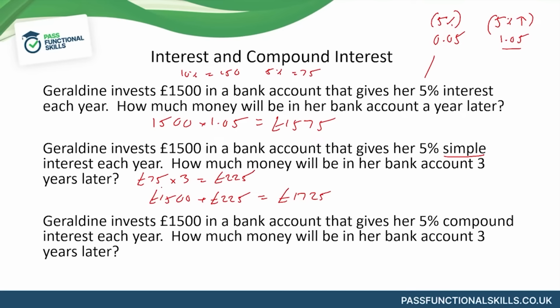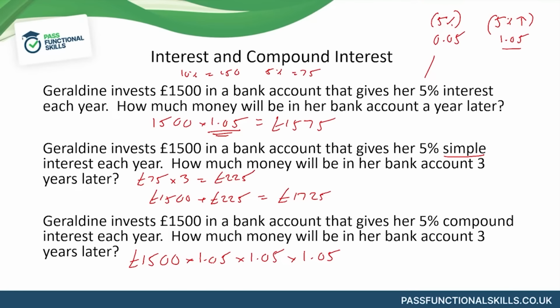Now the next example, this is compound interest. So it's not going to be the same amount of interest each year. Every year she will gain interest on the previous year's interest as well. Now what we need to do, we really can't get away with not understanding multipliers for this question. So after 1 year, the calculation is 1500 multiplied by 1.05. For the second year, we're going to multiply it again by 1.05, and for the third year, we'll multiply again by 1.05.